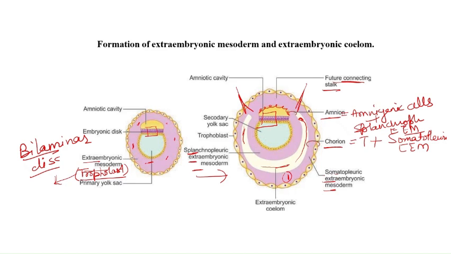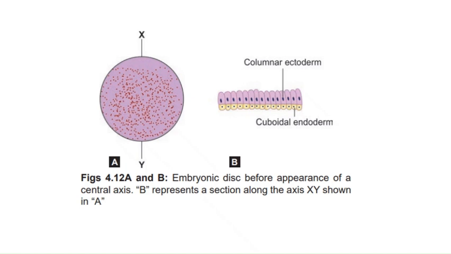Next, there is a formation of extraembryonic mesoderm, then a formation of extraembryonic coelom, which does not divide the whole of the extraembryonic mesoderm, and it will leave a part that is going to be the future connecting stalk. It will split the extraembryonic mesoderm into two parts, splanchnopleuric and somatopleuric mesoderm, and it also gives rise to the two important fetal membranes. And so at this stage, we take the two layer structure, or we can say bilaminar disc.